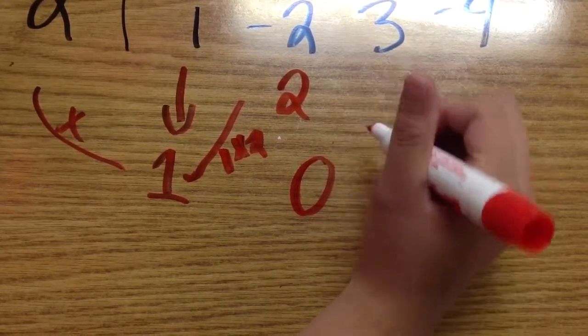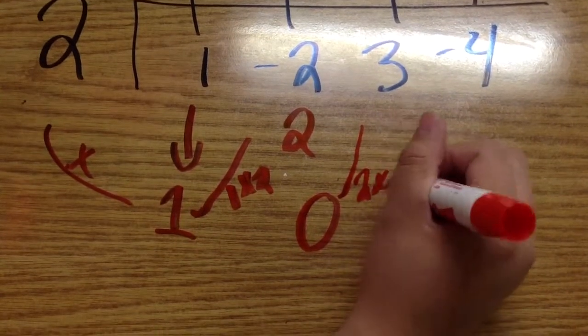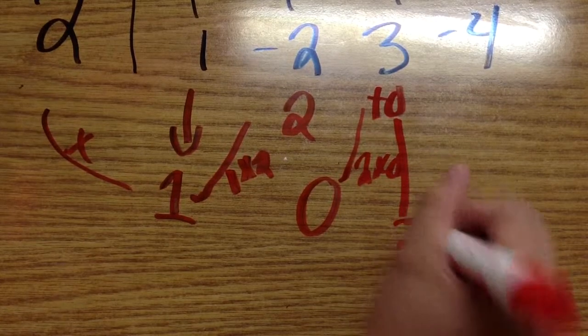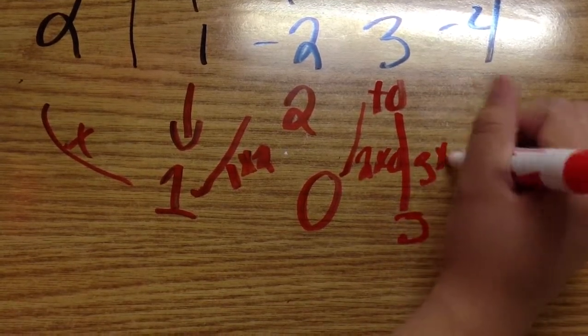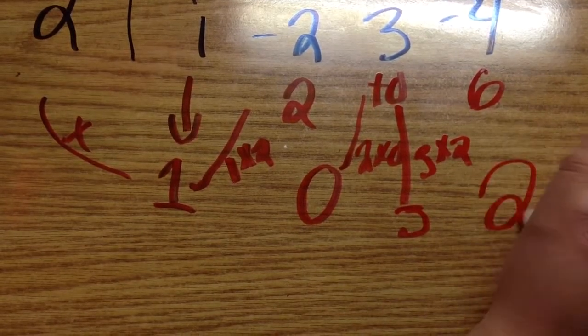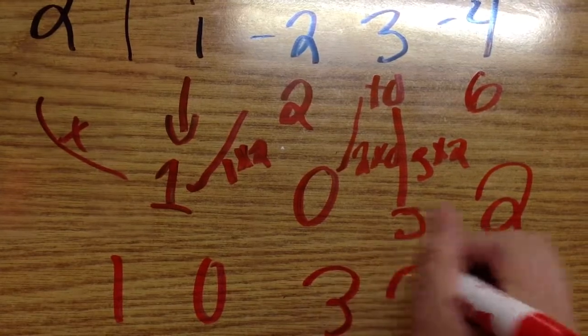Now you're going to do the same thing, multiply it by that 2 again, which is going to be 2 times 0, which is 0. So you would add 0 to the 3, which would bring you down 3. And now 3 times 2 would get you 6, and you would add that to the negative 4, and you would end up with 2. So now you have 1, 0, 3, and 2.